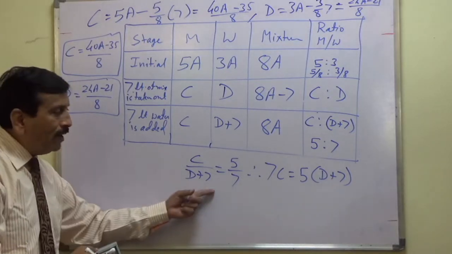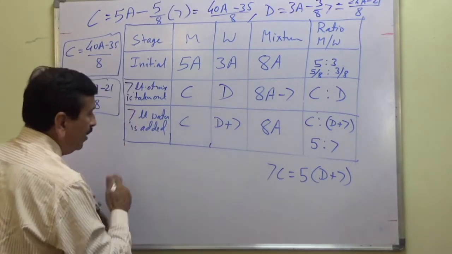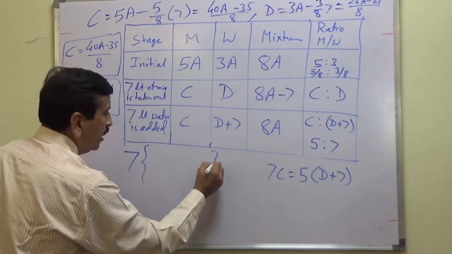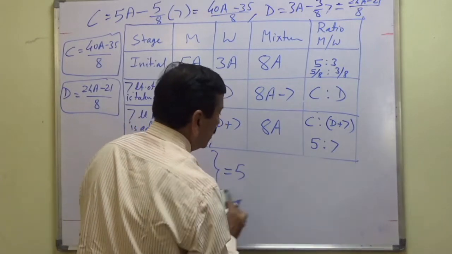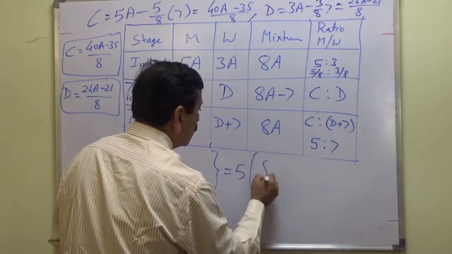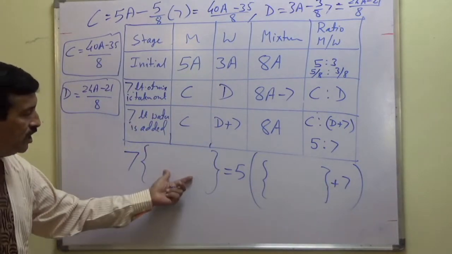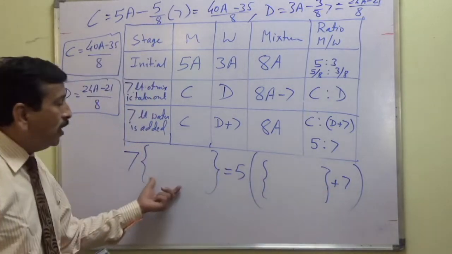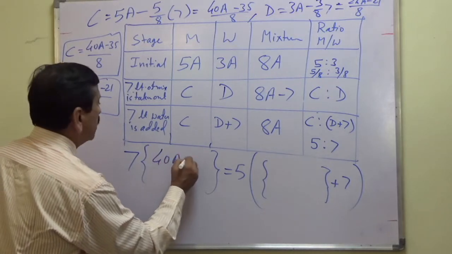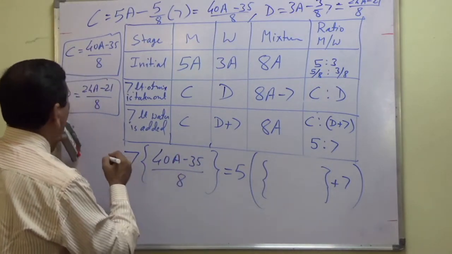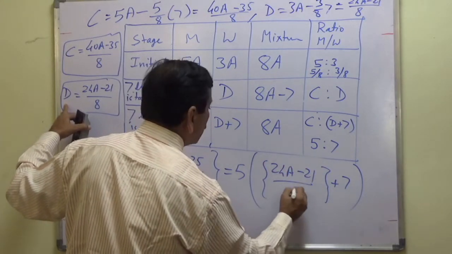Okay, and now I will come down to this equation. In this equation, I will once again write down in a bigger way 7C is equal to 5 into D plus 7. Why I have created curly brackets? I know the value of C. The value of C is 40A minus 35 upon 8. Value of D is 24A minus 21 upon 8.